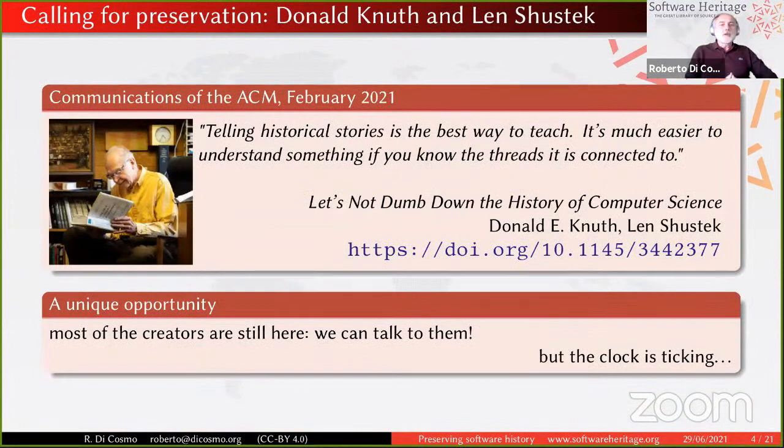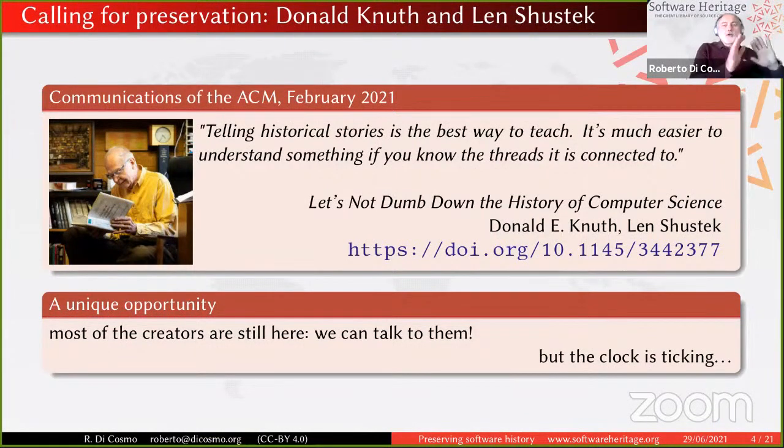And then more recently, I was happy to see this column in Communications of the ACM from February 2021, just a couple of months ago, a piece by Donald Knuth and Shustek, who also called for more effort in preserving the history of computer science. They think about preserving the technical history of computer science. That was the key of the message. And of course, it's important to keep this history, because telling stories is the best way to teach. Again, that's a unique opportunity. Most of the creators are still here. We can talk to them, which is something other people cannot do.